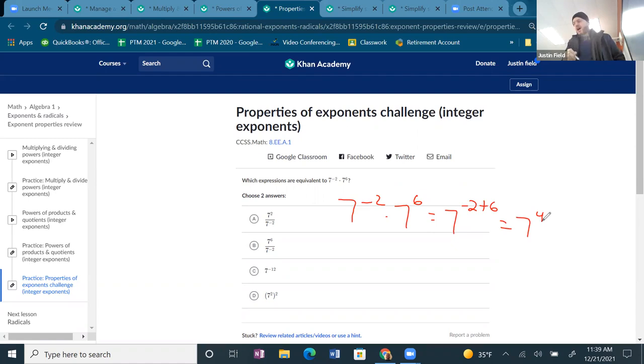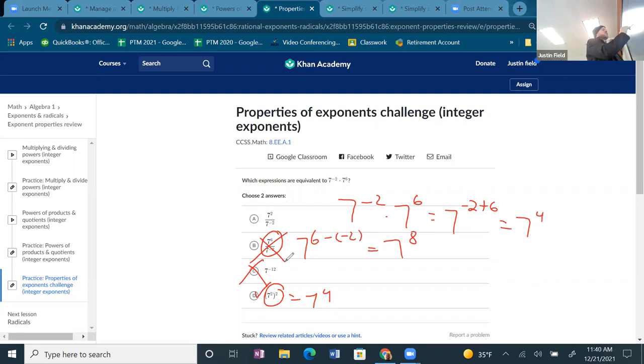I now see the challenge. 7 to the 4th is not one of the answer choices. But I do know that 7 squared would be the same as 7 to the 4th. So that's one answer. That couldn't be 7 to the 4th. Aha. If I use the quotient rule, then, oh no, I would be subtracting, and that would actually be 7 to the 8th. So that's out. But if I do the quotient rule for this one, that would be 7 squared minus the negative 2. And that is 7 to the 4th.